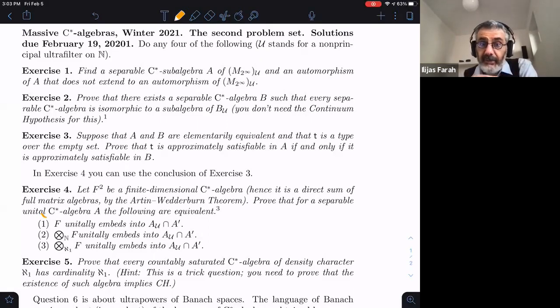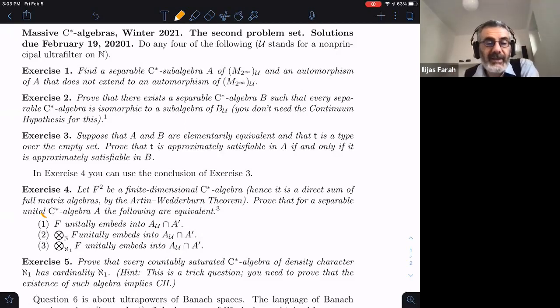You have two elementarily equivalent C*-algebras and you have a type over the empty set. Then you need to prove that T is approximately satisfiable in one of them if and only if it is approximately satisfiable in the other one. There is also an obvious version where the type T is a type over some set, which is a subset of both A and B. You just have to be careful stating it, but anyway, this is the form that we're going to need.